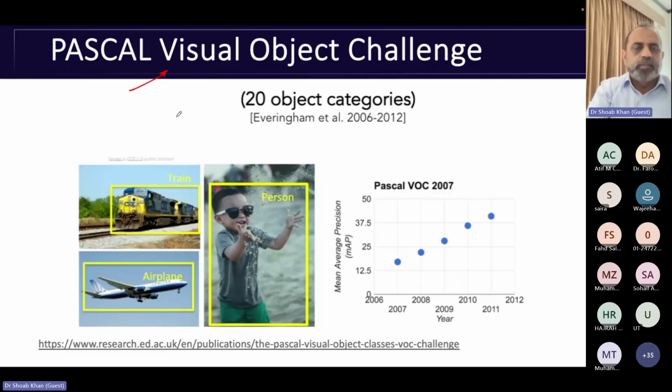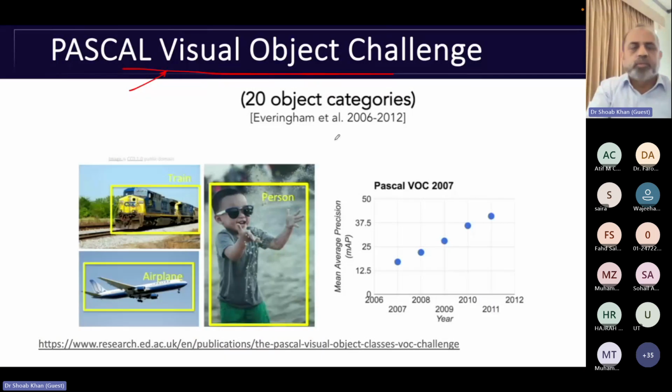So it was a challenge. It was from Oxford University. You will find its website is not active now. I tried a couple of times today and yesterday. So it is the Pascal Visual Object Challenge.